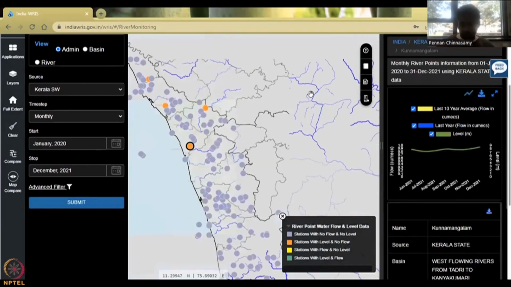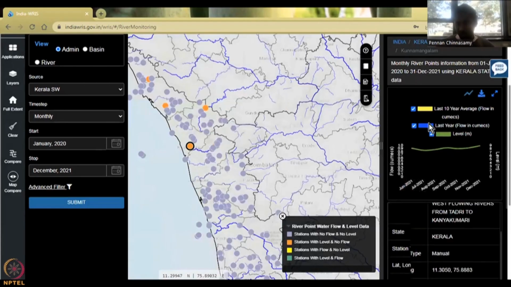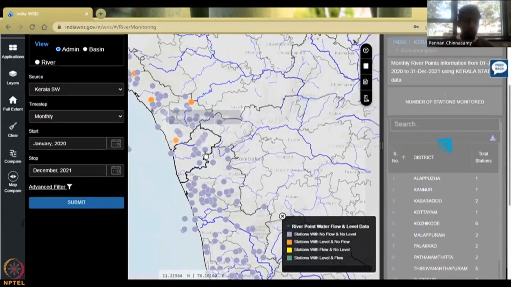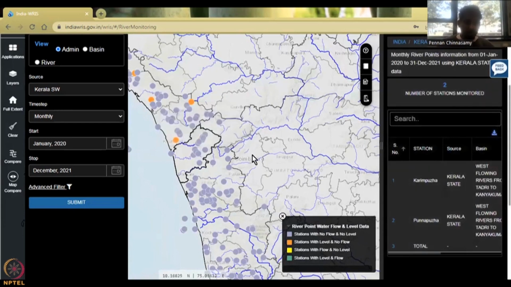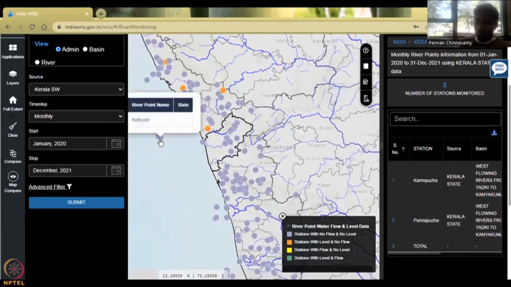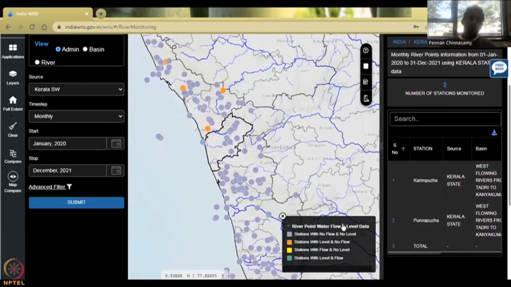And then it opens the data for a particular river, saying west flowing rivers from Tadri to Kanyakumari. But for this river name, you have to see if that river is the exact river that flows from this point to this point. Because we don't know where this point is, here you can see that this point is out in the sea. Kottayur and state is not there. So you have to use Google Maps or other maps to find the exact location of this station. This may not be the case for all the stations, but in some states it does happen.